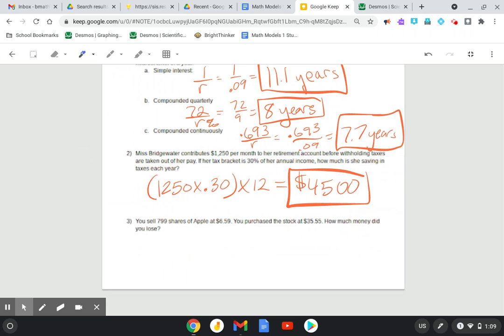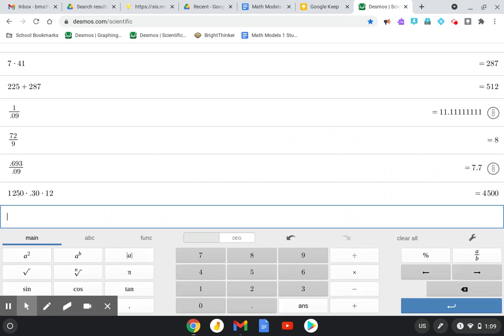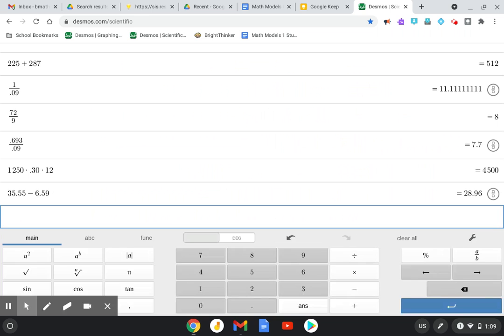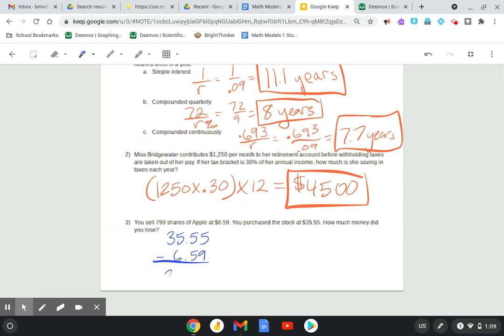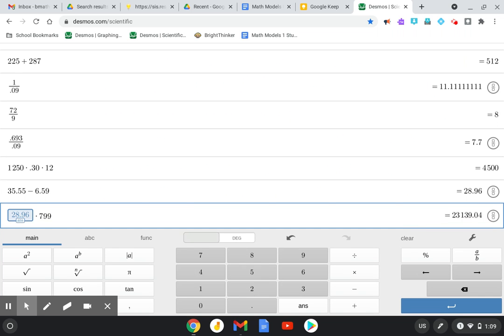All right. You sell 799 shares of Apple at $6.59. You purchased it at $35.55. How much money did you lose? Well, for each share, we lost the difference between these two numbers. So we're going to subtract 6.59 from 35.55, which means I lost 28.96 per share. And I have 799 shares. So we're going to multiply that answer times 799.